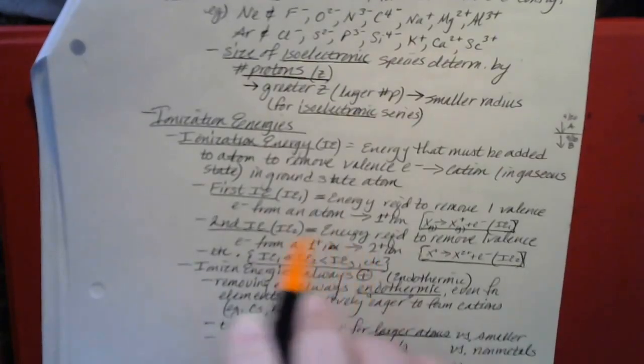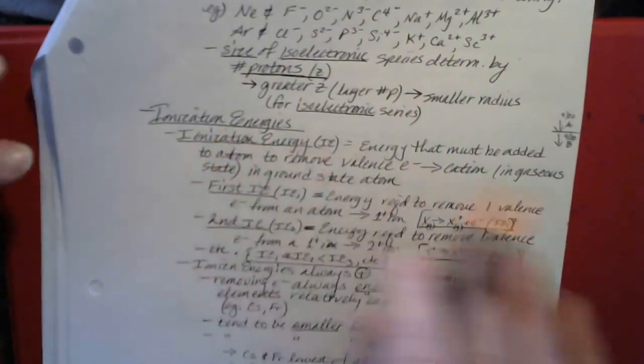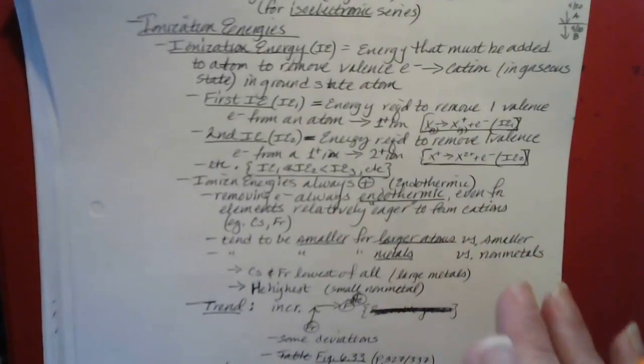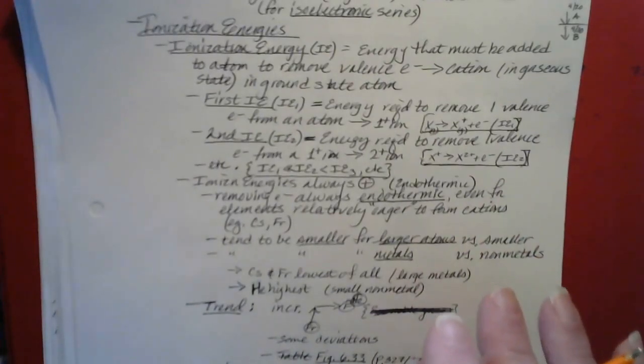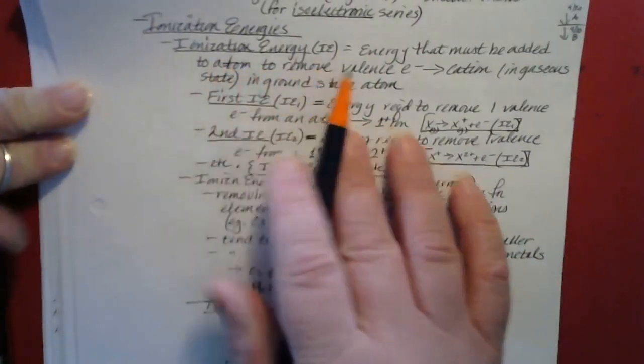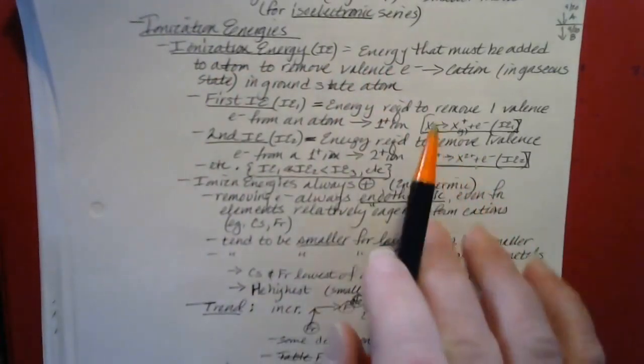Okay, starting with ionization energies. Ionization energies are also periodic properties, which vary predictably within the periodic table. Ionization energy is just the energy that you have to put in if you want to take away a valence electron and create a cation.